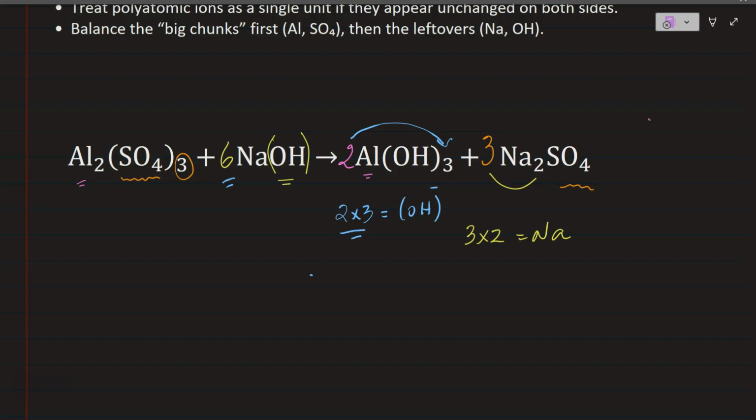You have 1 in front of Al2(SO4)3, which is just the coefficient. We don't write that. We have 6 in front of the sodium hydroxide, 2 in front of the aluminum hydroxide, and 3 in front of the sodium sulfate. All right, so this is the last question.